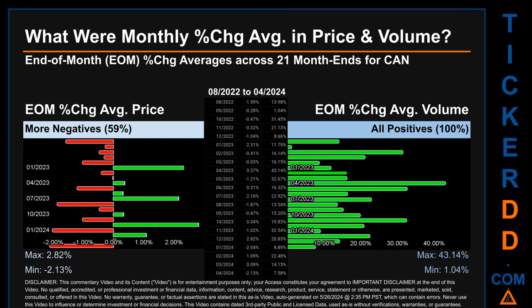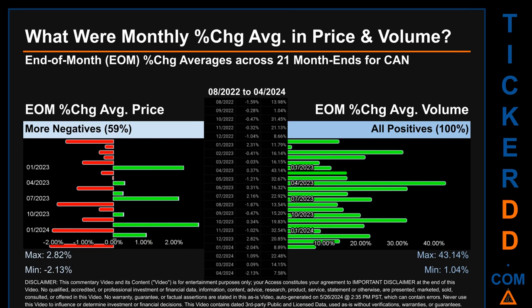From 08/2022 to 04/2024, out of 21 month ends, 13 had a negative percentage change in average price. Meaning 59% of month ends saw a negative percentage change in average price. In terms of volume, 22 out of 21 month ends had a positive percentage change. That is 100% of month ends saw a positive percentage change in average volume.